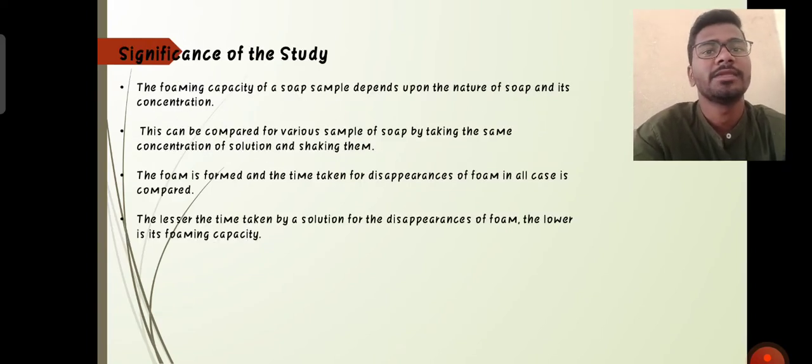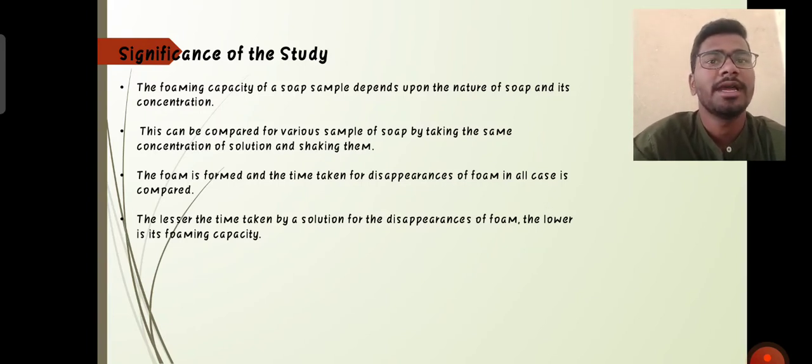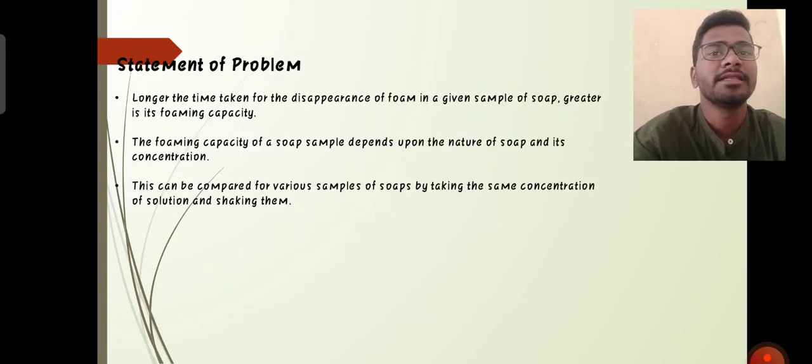Then the significance of the study. The foaming capacity of a soap sample depends upon the nature of soap and its concentration. This can be compared for various samples of soap by taking some concentration of solution and shaking them. The lesser the time taken by a solution for the disappearance of foam, the lower is the foaming capacity. Then the statement of the problem. The longer the time taken for the disappearance of foam in a given sample of soap, the greater is its foaming capacity. This can be compared for various samples of soaps by taking the same concentration of soap solution and shaking them.